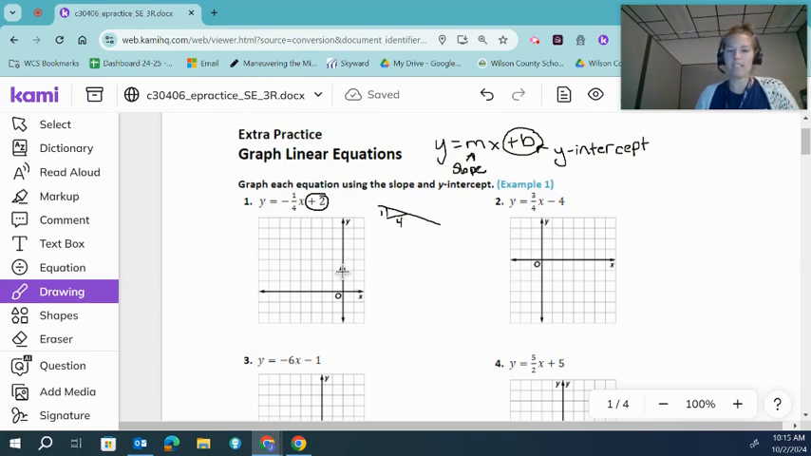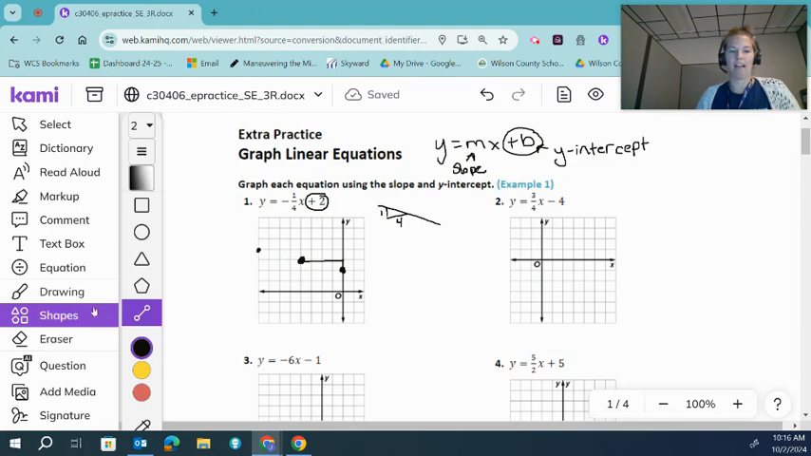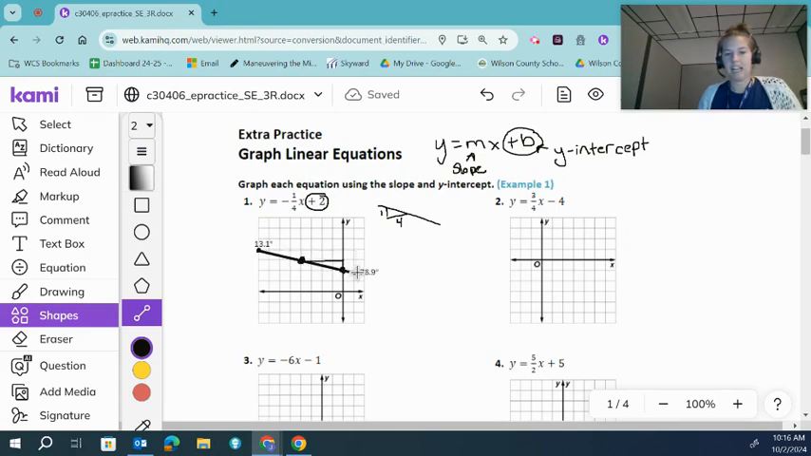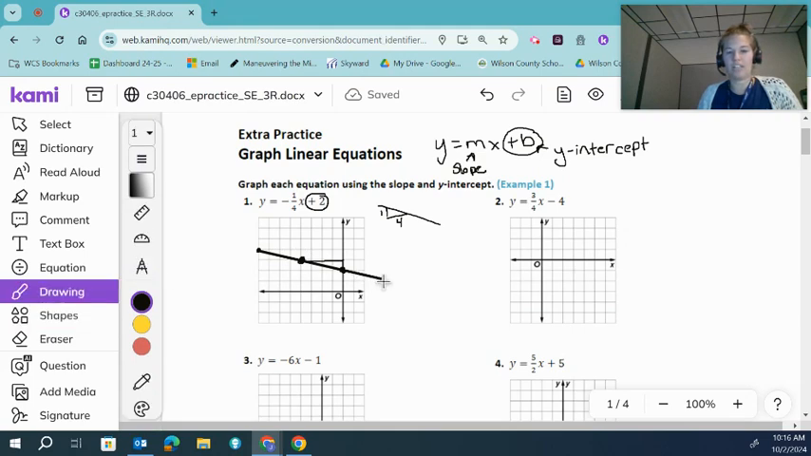From this point is where I'm going to start, and I'm going to rise 1 and run 4 in the direction that is going to make me have a negative slope. And I can do that again, rise 1 and run 4. Then I can graph my line, and it will continue in both directions forever and ever. So we're going to add these arrows on either side.